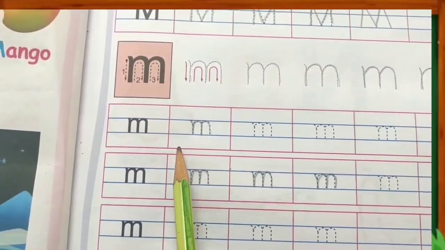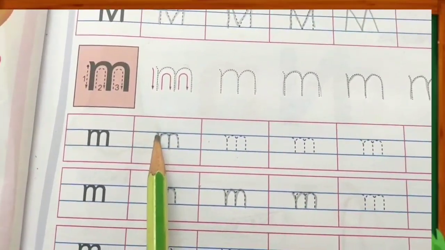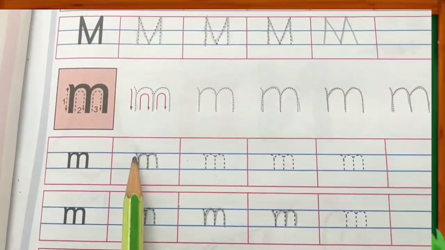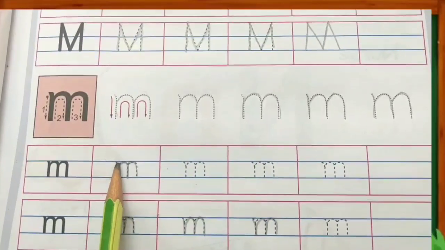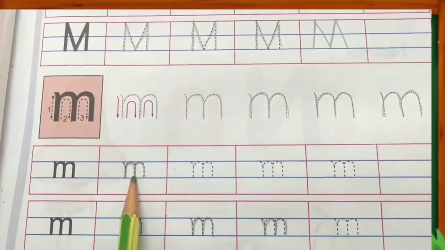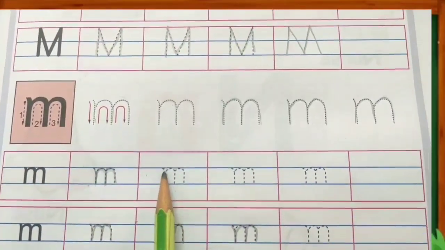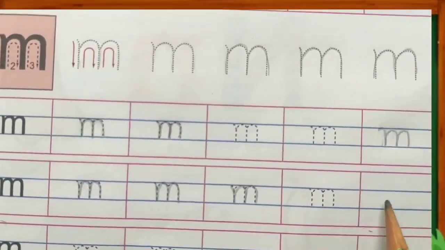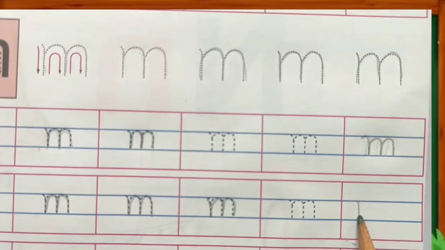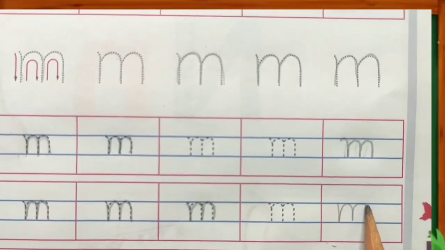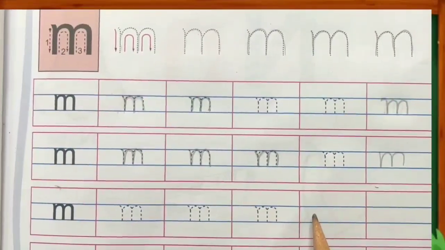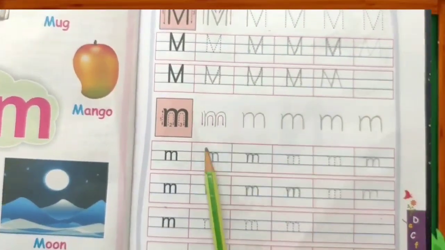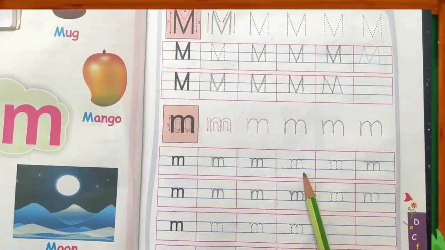One, two, three, four. Four lines. We use only two lines to write small letter M. Middle two lines. One, two. We start here. Finish here. Small letter M. Complete this page and send it to me.